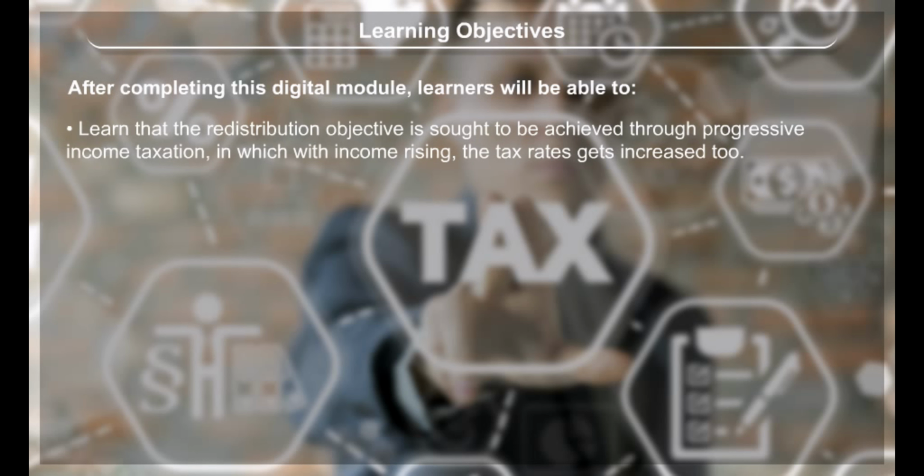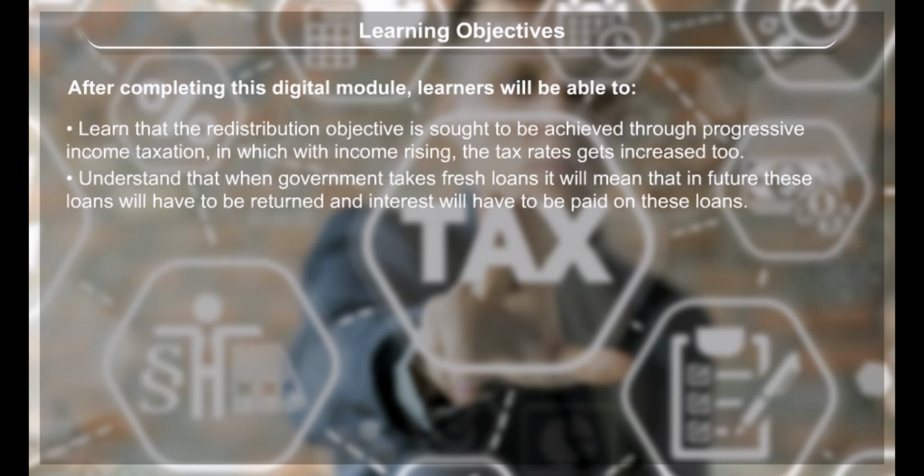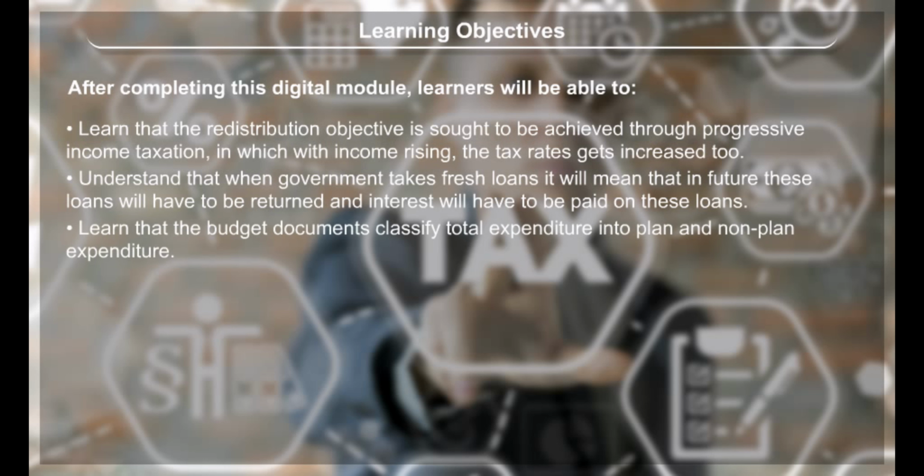Learn that the redistribution objective is sought to be achieved through progressive income taxation, in which, with income rising, the tax rates increase too. Understand that when the government takes fresh loans, it will mean that in future these loans will have to be returned and interest will have to be paid on these loans. Learn that the budget documents classify total expenditure into plan and non-plan expenditure.